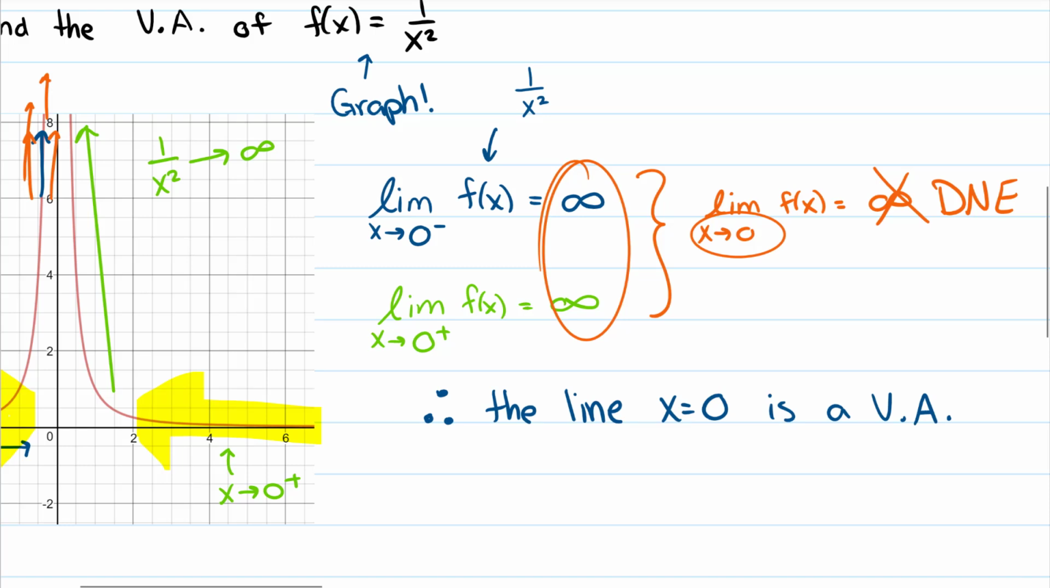And you can look at a table on a calculator to determine this as well. As you get insanely close to 0, your y values are going to jet rocket to infinity. Now, they don't both have to be infinity. Only one of them does. So if this ended up being negative infinity, then you would also have a vertical asymptote at x equals 0.